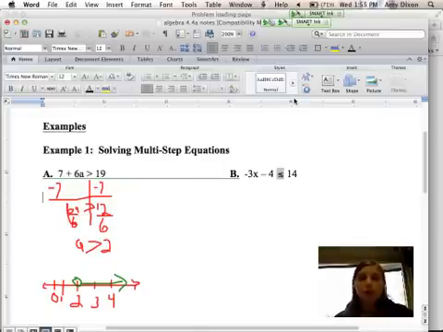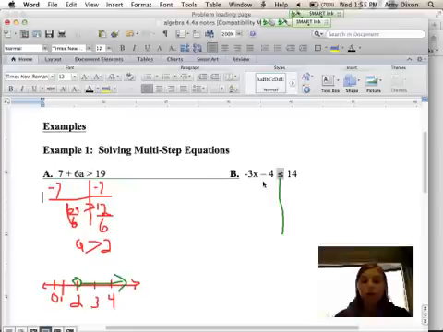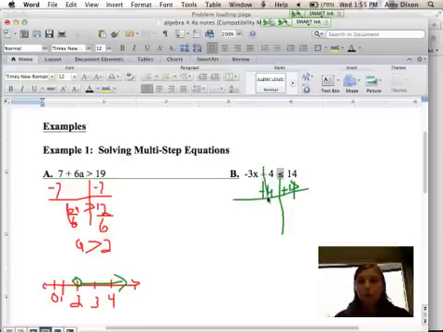Alright, so that's the first one. Let's go ahead and look at the next one. We have negative 3x minus 4 is less than or equal to 14. Okay, again, you can draw the line if that helps you. We want to get the negative 3x by itself, so we add 4 to both sides. So then our 4's cancel, and we bring down our negative 3x is less than or equal to 18.